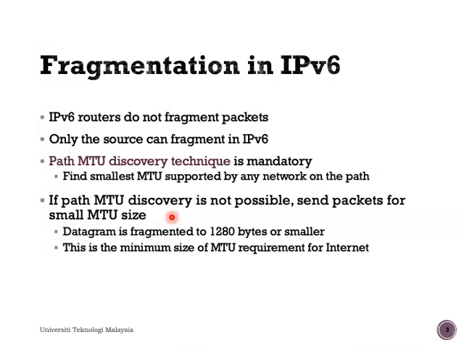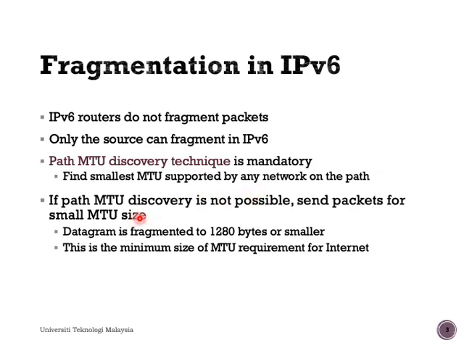Recall that in IPv4, fragmentation can be done at the source as well as at intermediate routers, but this is not permitted in IPv6. In IPv6, routers do not fragment packets, and only the source can fragment. So how does the source find out the MTU? It uses the path MTU discovery technique, which is mandatory for the source. Using this technique, a source will find the smallest MTU supported by any network on the path, meaning from the source to the destination.